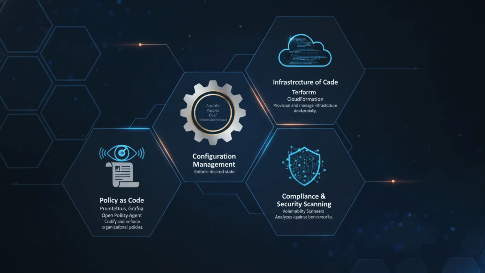Compliance and security scanning tools, including various vulnerability scanners and compliance frameworks, analyze configurations and dependencies against security benchmarks and regulatory requirements. Monitoring and alerting systems like Prometheus, Grafana, and ELK Stack play a crucial role by continuously observing the system and notifying teams when integrity breaches occur. Finally, policy as code tools like Open Policy Agent, OPA, allow you to codify and enforce organizational policies across your entire stack. The strategic combination of these tool categories forms a powerful defense against integrity drifts.